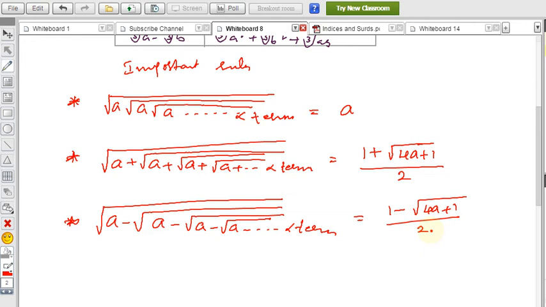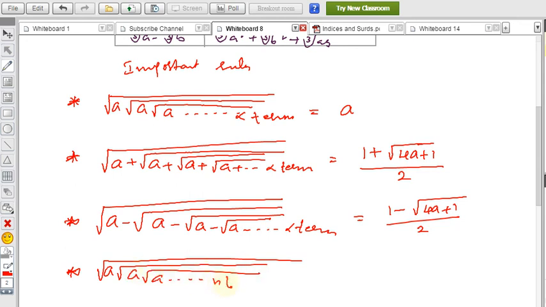Infinity terms, if they give, this is the formula. For example, if they give for n terms particularly, like in the first formula, root a into root a into root a into and so on, some n terms like 5 terms, 10 terms, particular n terms, if they give, that formula is a to the power 1 by 2 to the power n.